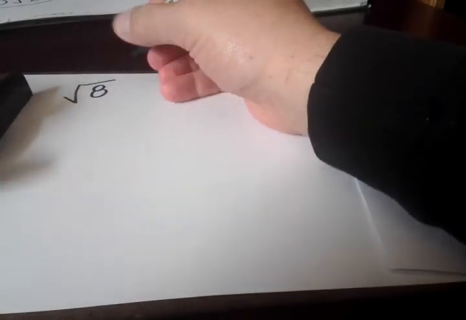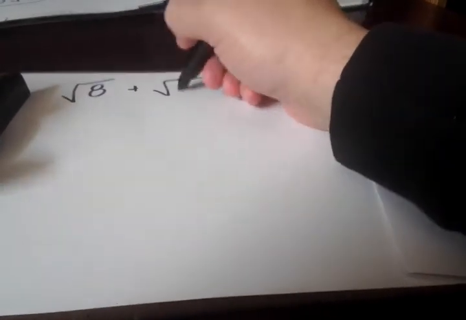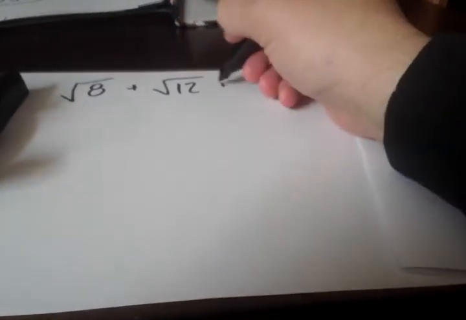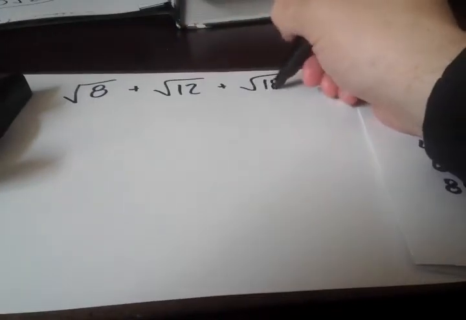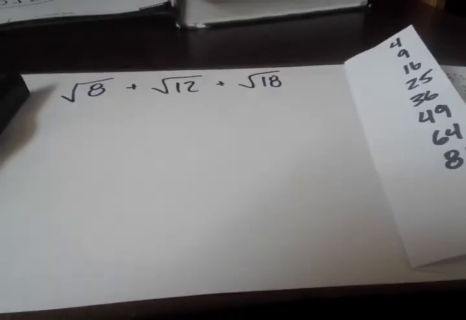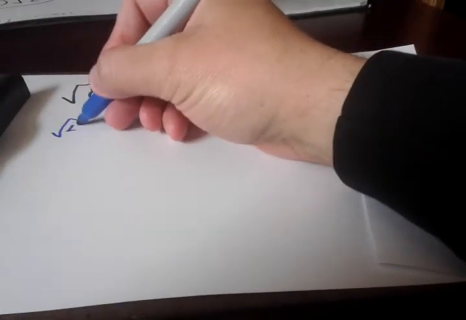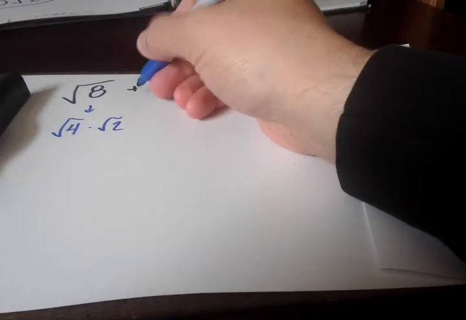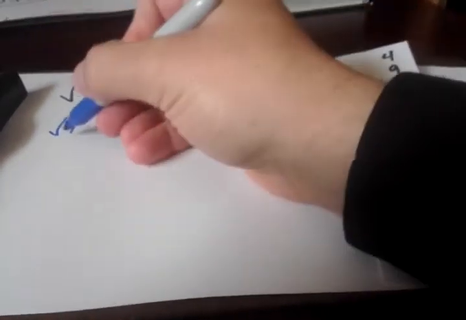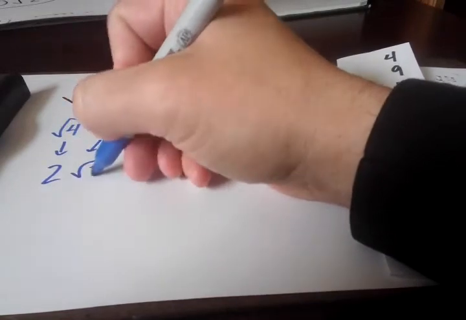This one is square root of 8 plus the square root of 12 plus the square root of 18. All right, so we got 3 terms again. Perfect square for 8 is 4. This is square root of 4 times square root of 2, plus sign. We know that square root of 4 is 2. So we're going to leave this as 2 square root of 2.